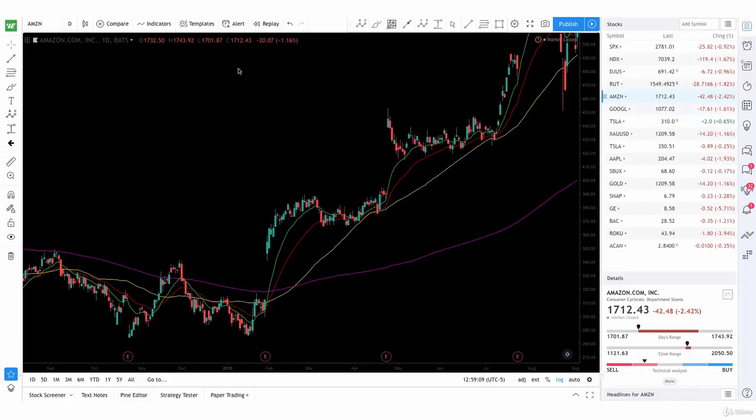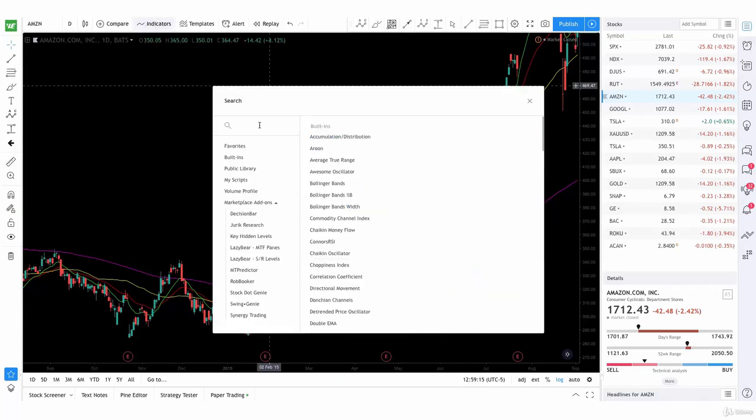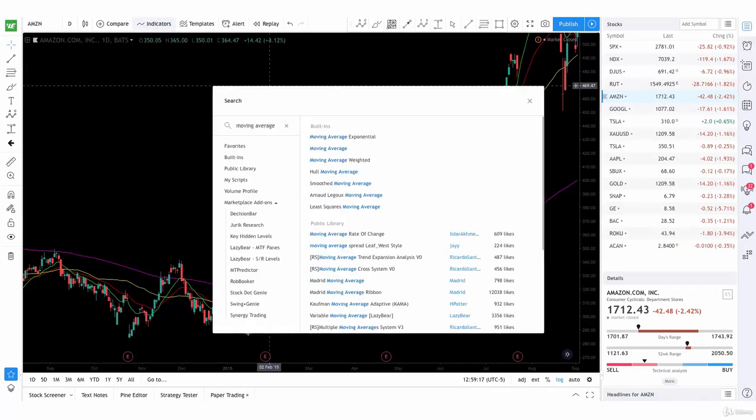Alright, now we're going to talk about moving averages. If you go on top here where the indicators are and type moving average, see how there are two main moving averages? There's a simple moving average and then the exponential moving average. Now the difference is the mathematical equation used to calculate them: the exponential one is going to take into account more of the recent price action.